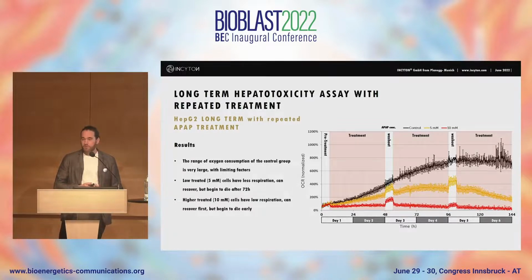So there is room for protocol improvement, but the important thing here is that there are different reactions of the cells under treatment. And this is what you can see with 5 millimolar and 10 millimolar respectively. So these cells are showing recovery effects, but then are also showing the possibility, or the unavoidable point, of death, whereas the 10 millimolar after this treatment is already dead.